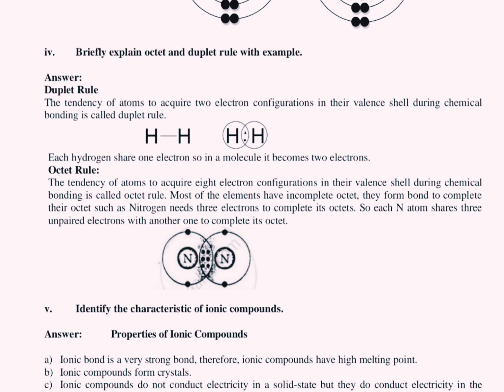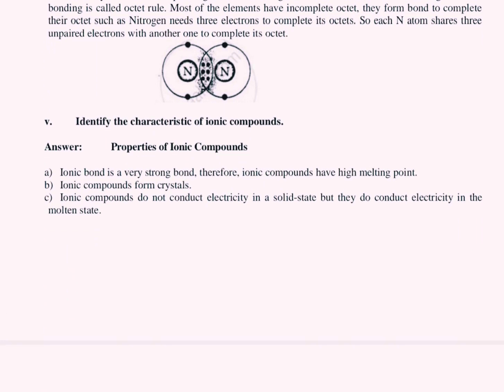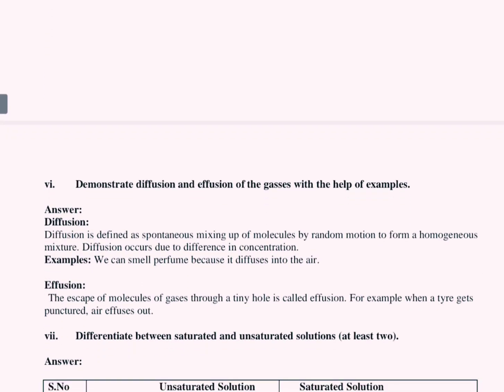Next is identify the characteristics of ionic compounds. Ionic compounds are very strong. They have very high melting point and boiling point because ionic bonds are very strong, and they usually form crystals. They don't conduct electricity in solid form. When they are in solid state, all of the ions are fixed in their particular places in a crystalline setup, so it's not possible to move. But when they are in molten state or dissolved in any type of solution, they have the ability to conduct electricity, and this is more than enough to mention here.